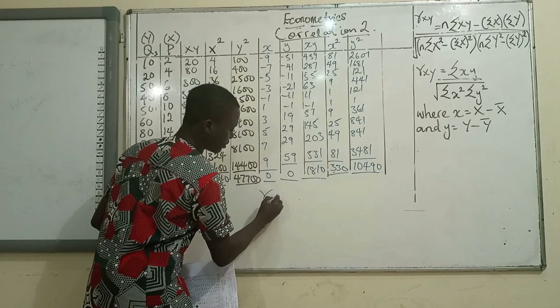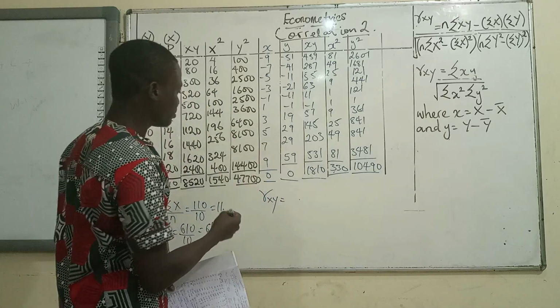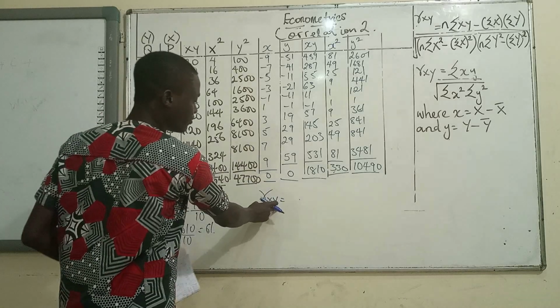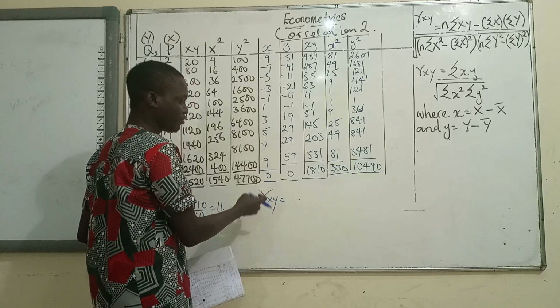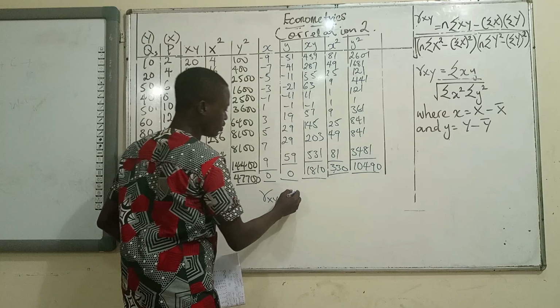So r of X and Y, this is capital X and capital Y, because you are trying to look for the correlation coefficient between these variables X and Y. Okay, so this is not the deviation. Please make sure that you understand the difference. Okay, so it equals, what is the sum of XY? The sum of XY is 1810.